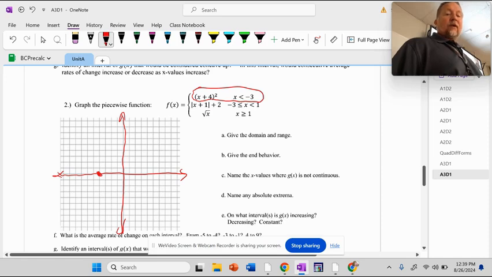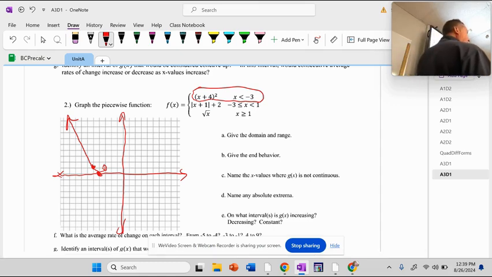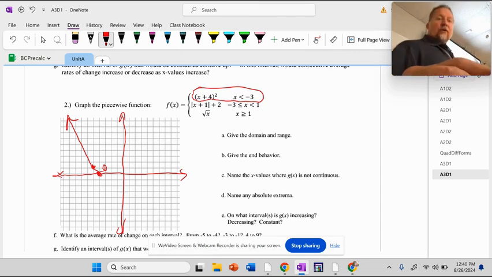Negative 3 plus 1 or 4 is 1. 1 squared is 1, but open dot. And then negative 5 is negative 1 squared, which is also 1. So this is what I got. I got my parabola that's going like that, but it's got to stop right there, and that's got to be an open dot. Has to be. Next one, I guess we'll color code that in green.